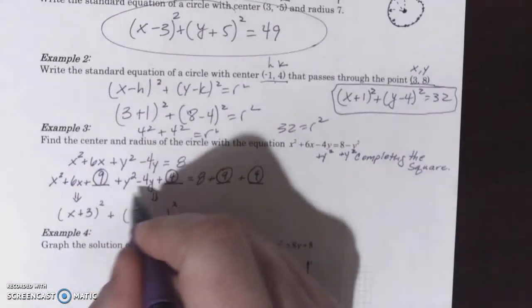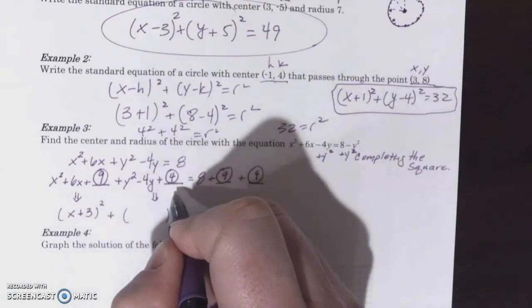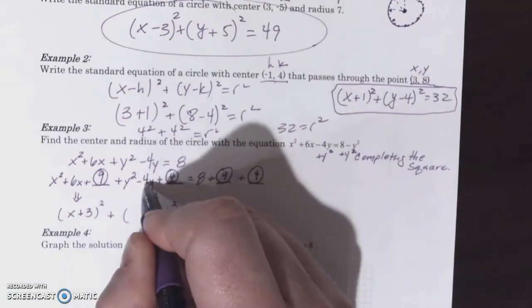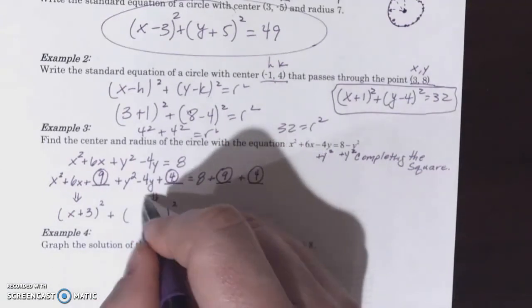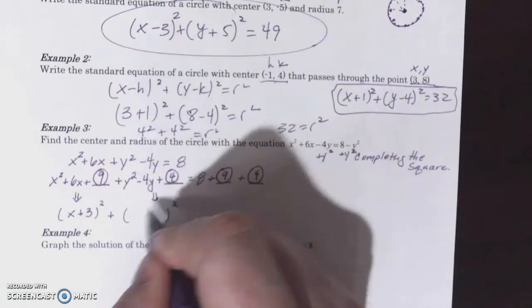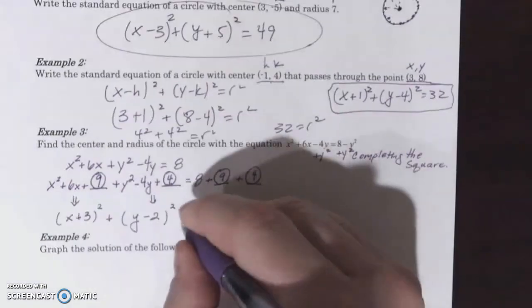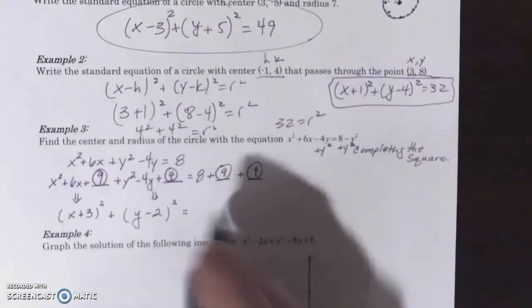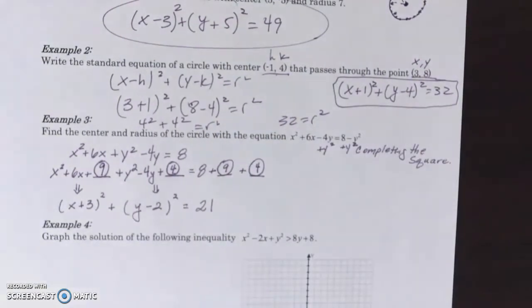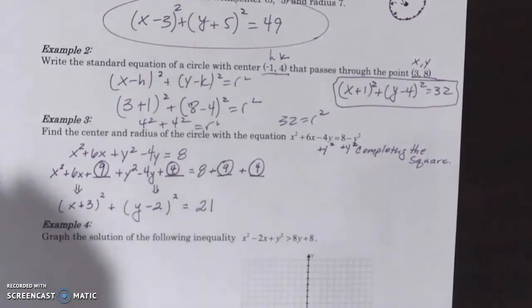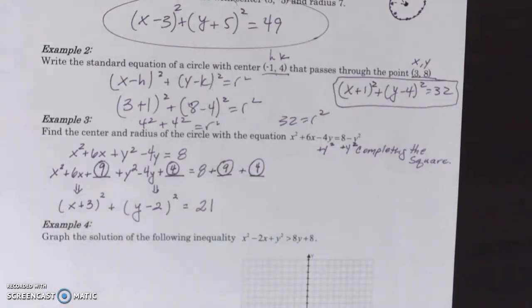Same thing down here. How would we factor this? Well, the two numbers that multiply to be 4 and add up to negative 4, that would be two negative 2's. So we'd have y minus 2 times y minus 2, or y minus 2 squared. On the other side of the equal sign, 8 plus 9 plus 4, that's 21. We now have this circle in our standard equation of a circle form.